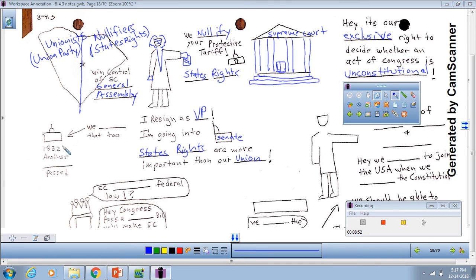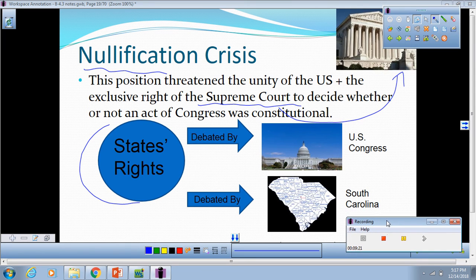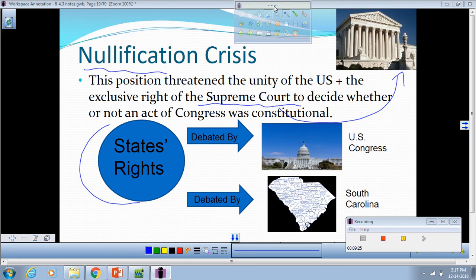In 1832, another protective tariff was passed. South Carolina says, "We nullify that too." So, the nullification crisis would continue. Now, the next step is partially why Andrew Jackson has received his nickname of King Andrew. Before we get to Andrew Jackson's response to the nullification crisis, let's look at some of the notes.